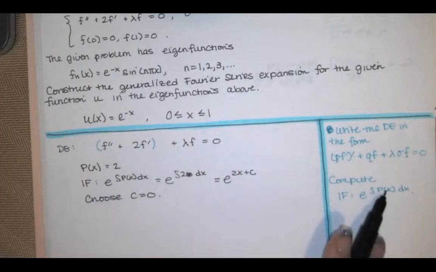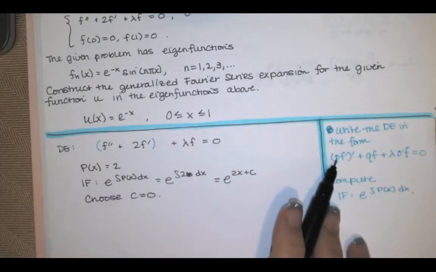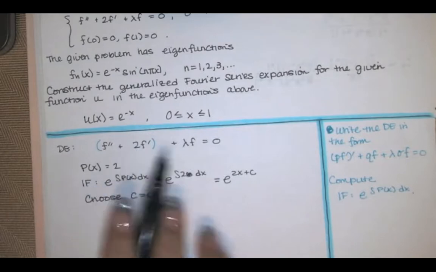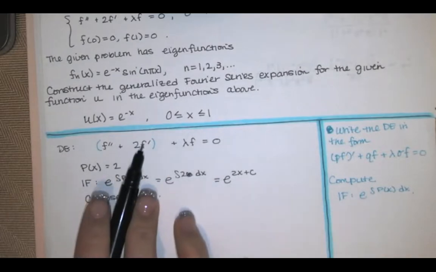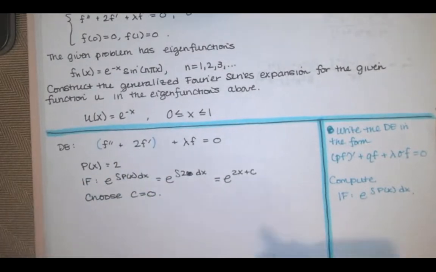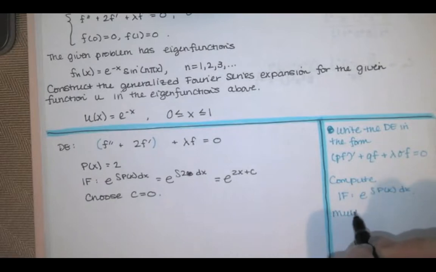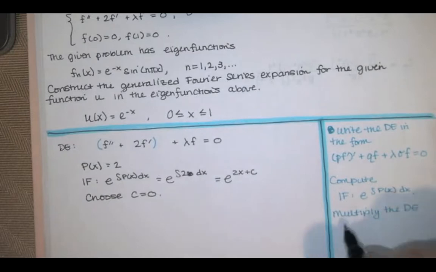And then the p of x that I'm using here is not the same as that lowercase p of x. It's just the function in front of the f prime. Then we multiply the differential equation by the integrating factor.